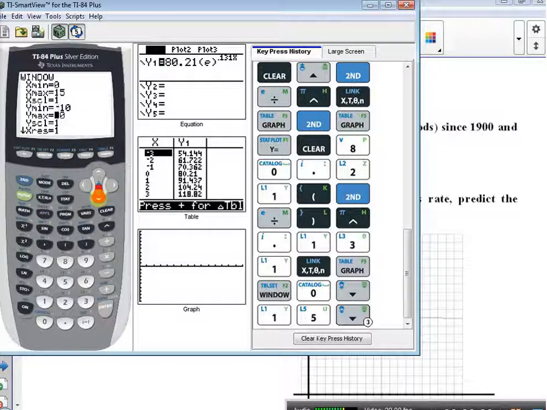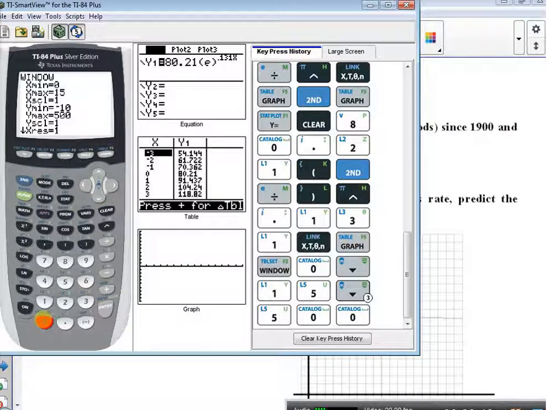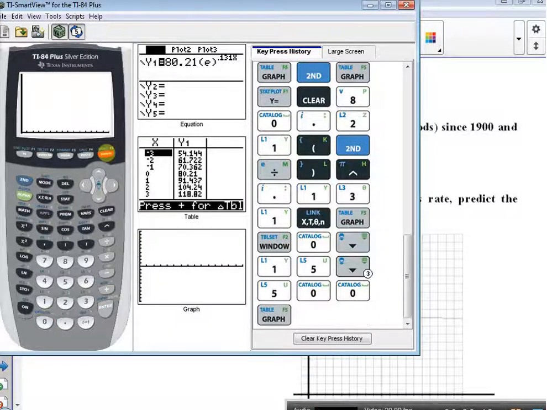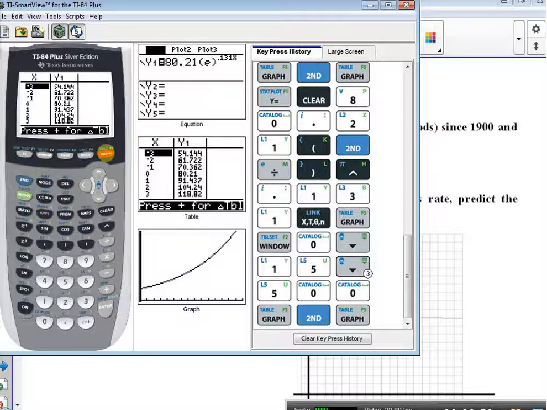But I'm going to make that y max, I'm going to try at least, I mean at 0 it was at 80. So I'm going to try like 500 just to see what that looks like. I was just kind of looking at the table. And when I graph it now, I get something. I get a better picture. Okay, great.